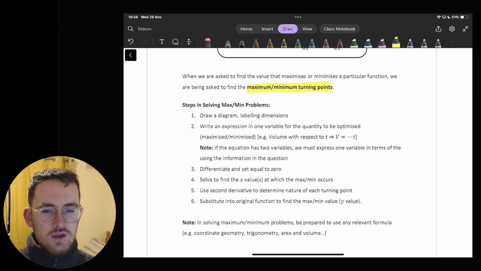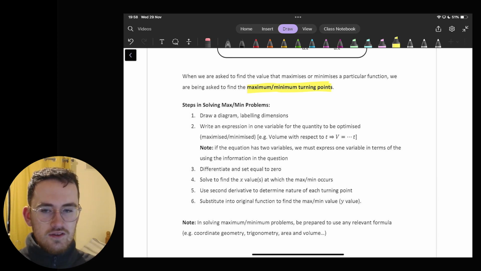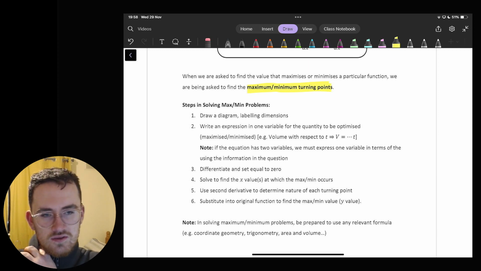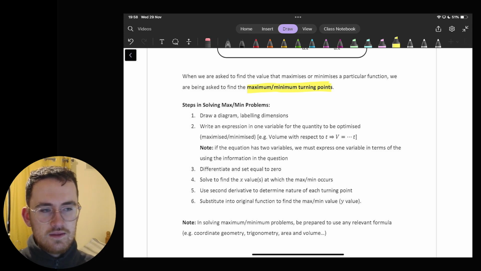So make sure we know from the question what quantity we want to optimize and with respect to what variable. If the equation has two variables, we might have to use some other information, either given to us or from our own knowledge, to rewrite that quantity in terms of the other variable. We're going to then differentiate and set equal to 0. From then on, we're following the same rules we use for stationary points. Solve to find the x value, use the second derivative to get the nature of each turning point, and then substitute that into the original function to find the maximum or the minimum y value.